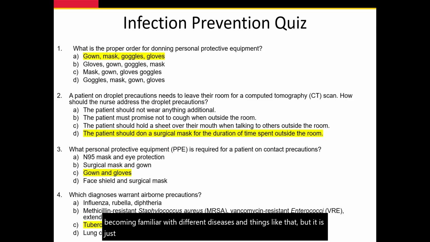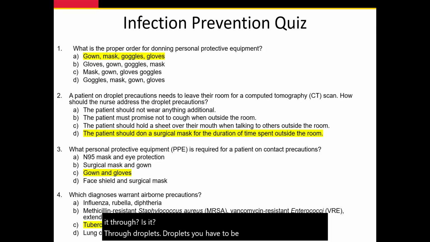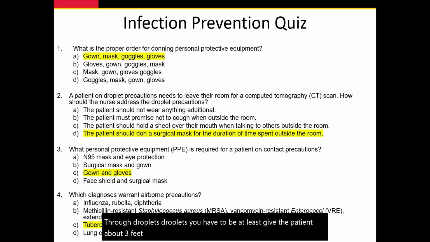How is the infectious agent passed? Is it through droplets? With droplets, you give the patient about 3 feet of distance, because the droplets are kind of heavy and after 3 feet they drop to the ground. So you kind of have a 3 feet shield around you. With airborne, you have to be really concerned that you don't want to be in the same space breathing the same air as them without protection.